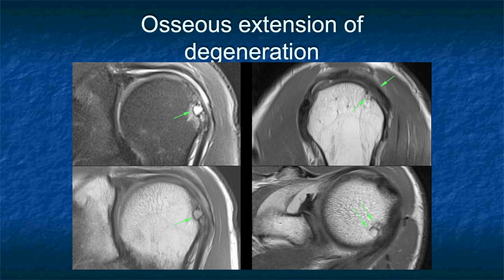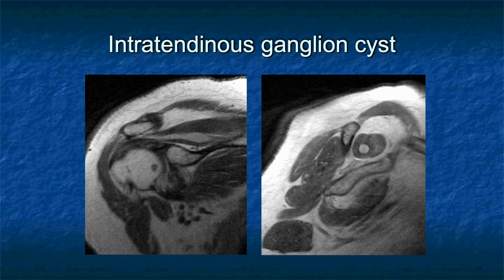And we commonly see this in the shoulder in association with the posterior supra and anterior infraspinatus, or the infraspinatus and subscapularis junction, or sometimes in the upper subscapularis attachment. Sometimes these cysts can track into the tendon and produce intratendinous ganglia, as you can see in this case here and here.